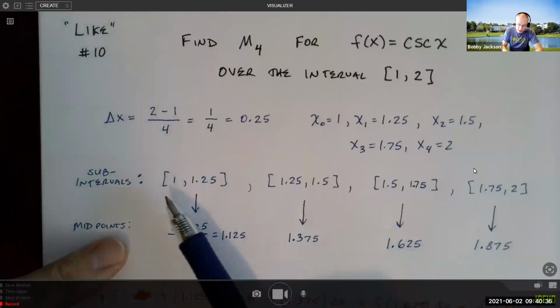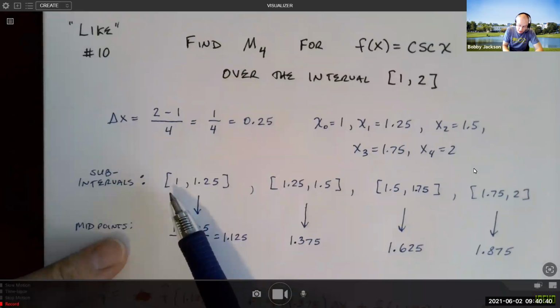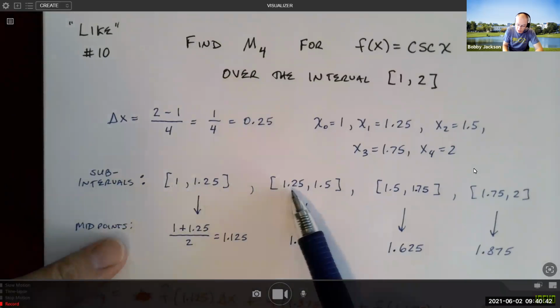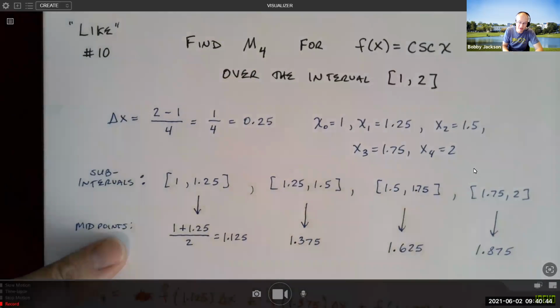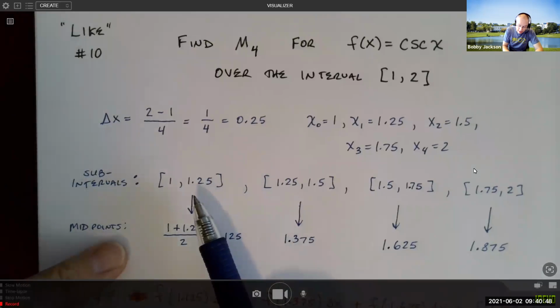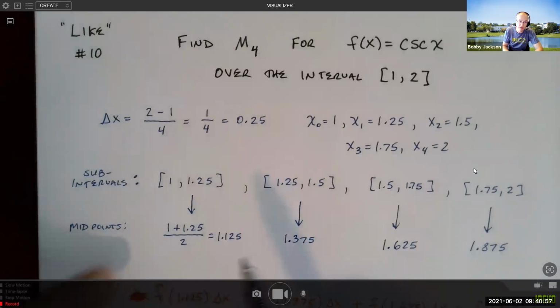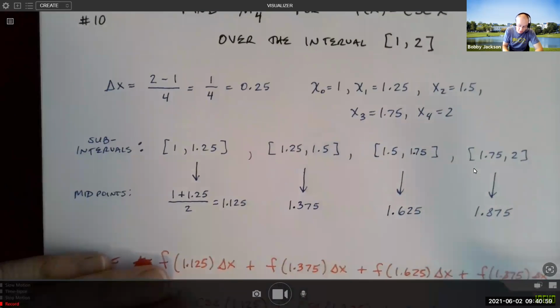Now, if I was doing L4, I'd be using the left endpoints. I'd be using 1, 1.25, 1.5, and 1.75 to find the heights of my 4 rectangles. If I'm doing the right-hand sums, if it was R4, I would be using 1.25, 1.5, 1.75, and 2. But I'm not using either of those. I'm doing midpoints. So I've got to compute the midpoints now.